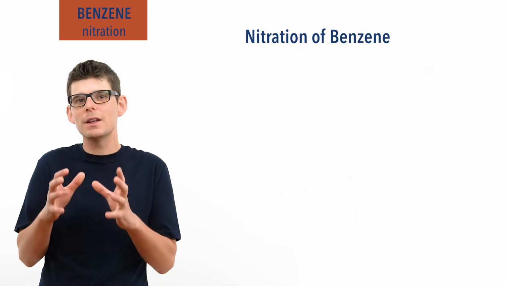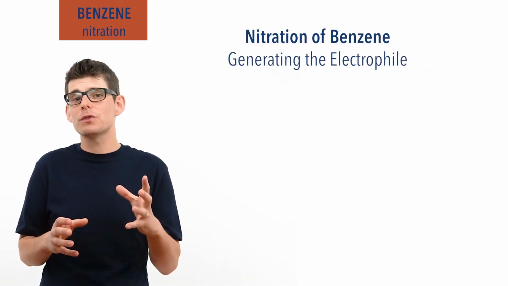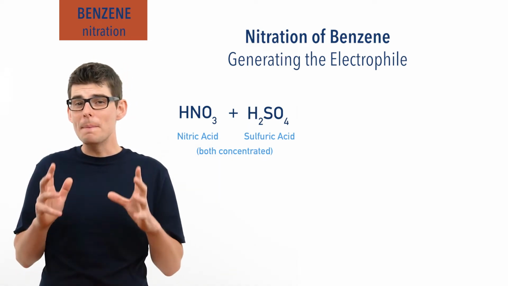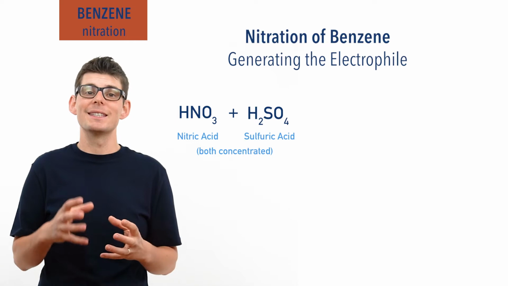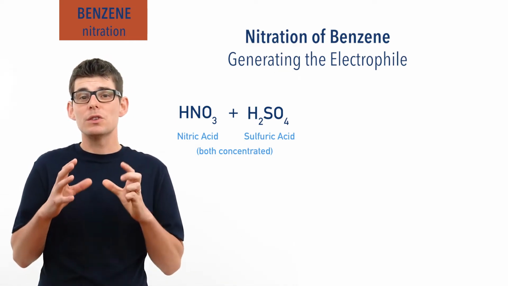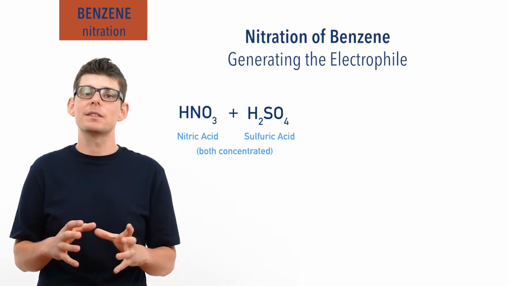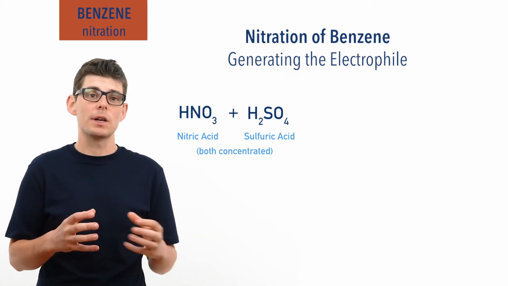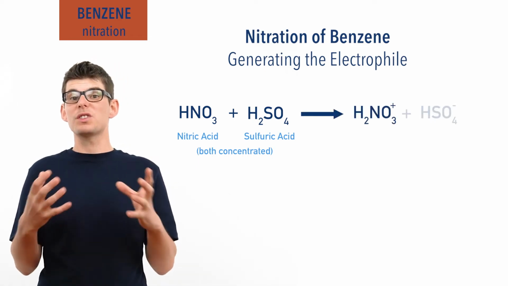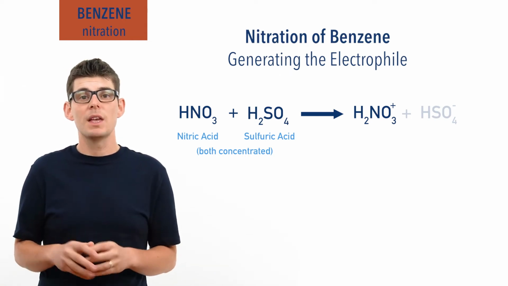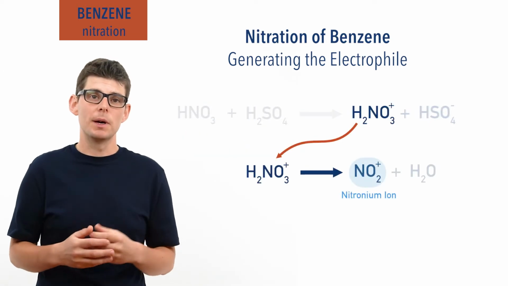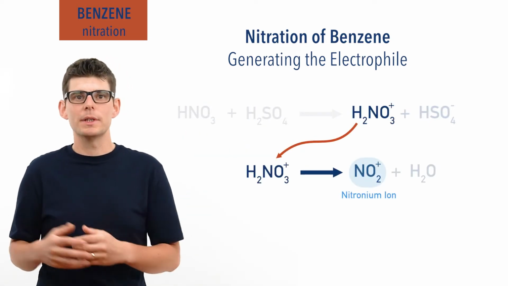So to form an NO2 electrophile, a mixture of concentrated nitric acid and concentrated sulfuric acid is used. Remember in the recap we said that sulfuric acid is a stronger acid than nitric acid. This means that in a mixture of the two, sulfuric acid can actually force nitric acid to act as a base and accept H+ ions. If this happens, H2NO3+ or nitrooxonium ions are produced. These ions are highly unstable and rapidly break down into nitronium ions, NO2+, and water.